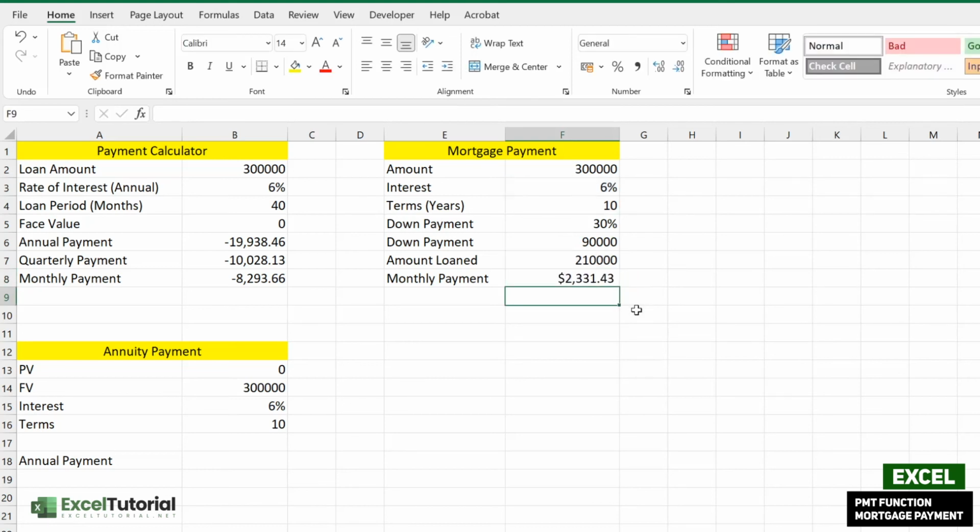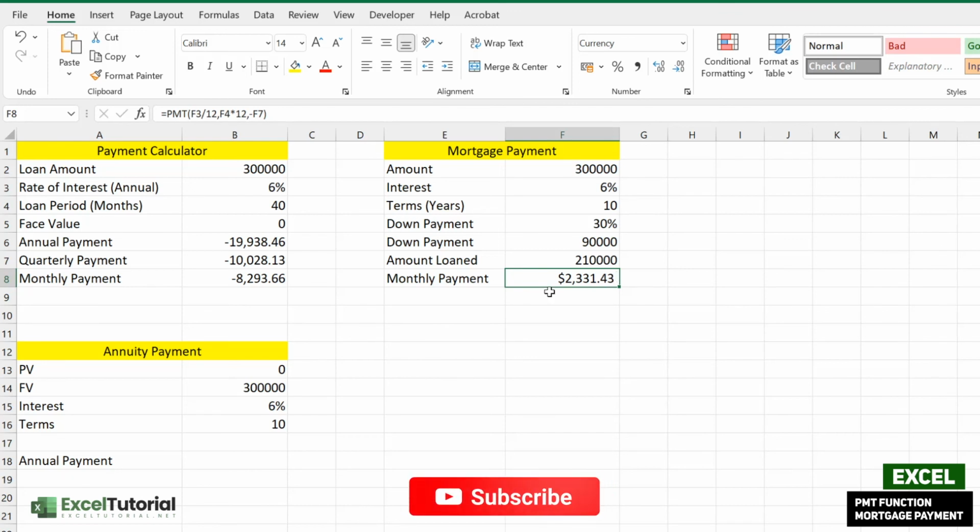Hope you understand how this particular function works. And if you want to make it positive, you can also use the ABS function, which we have covered in the lookup functions also. So that was the second part, where we have calculated the mortgage payment in Excel using the PMT function.